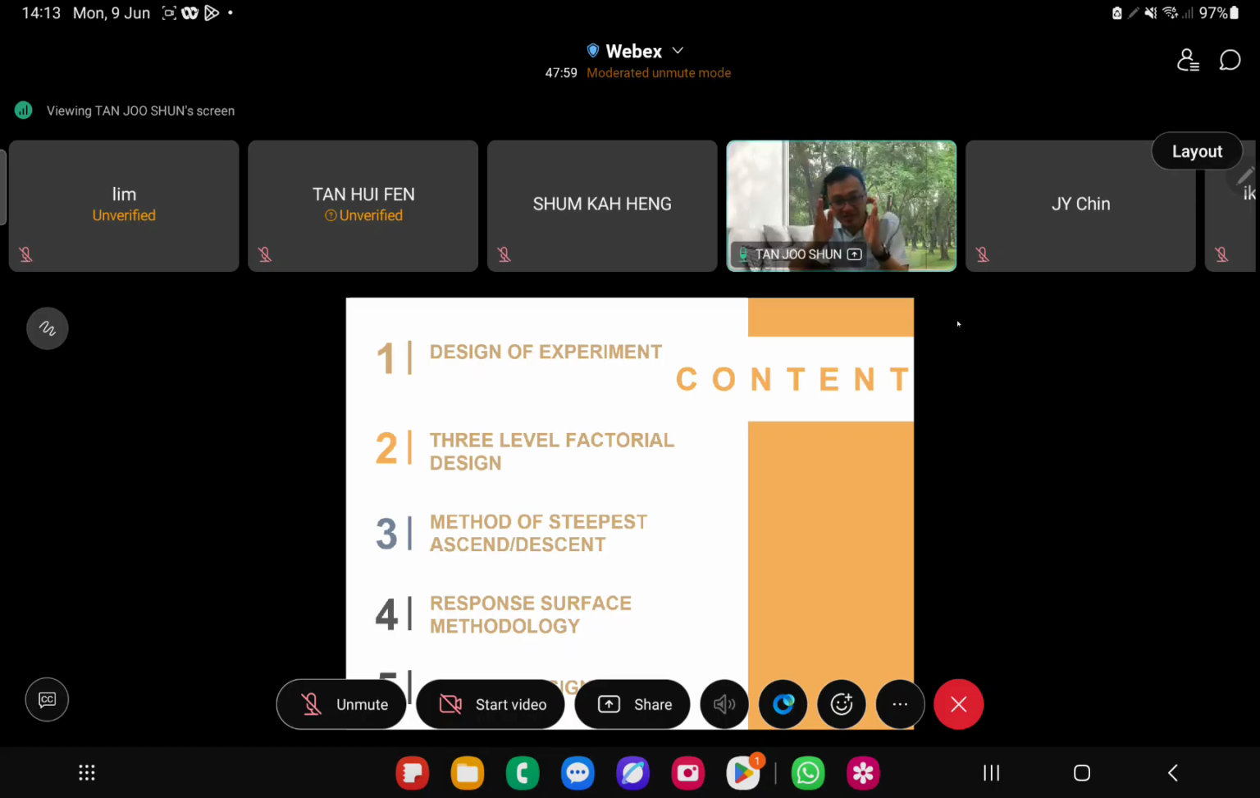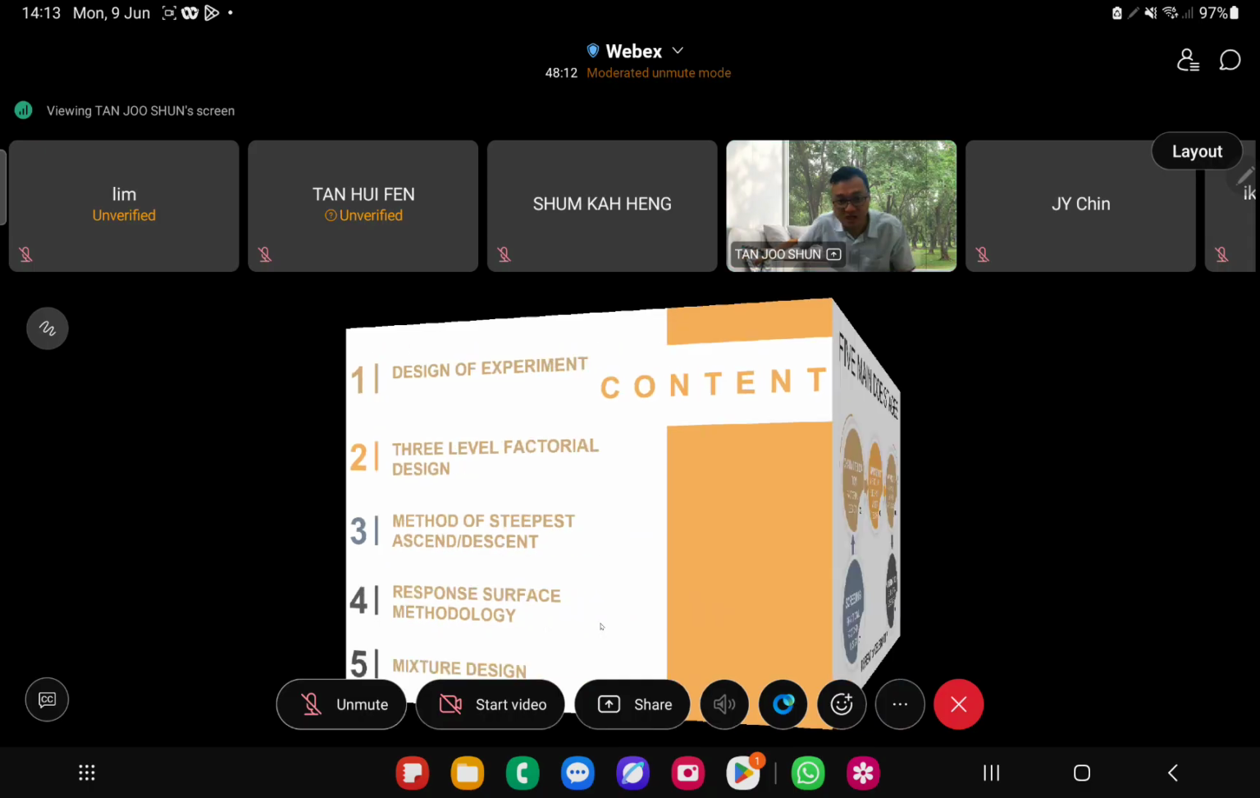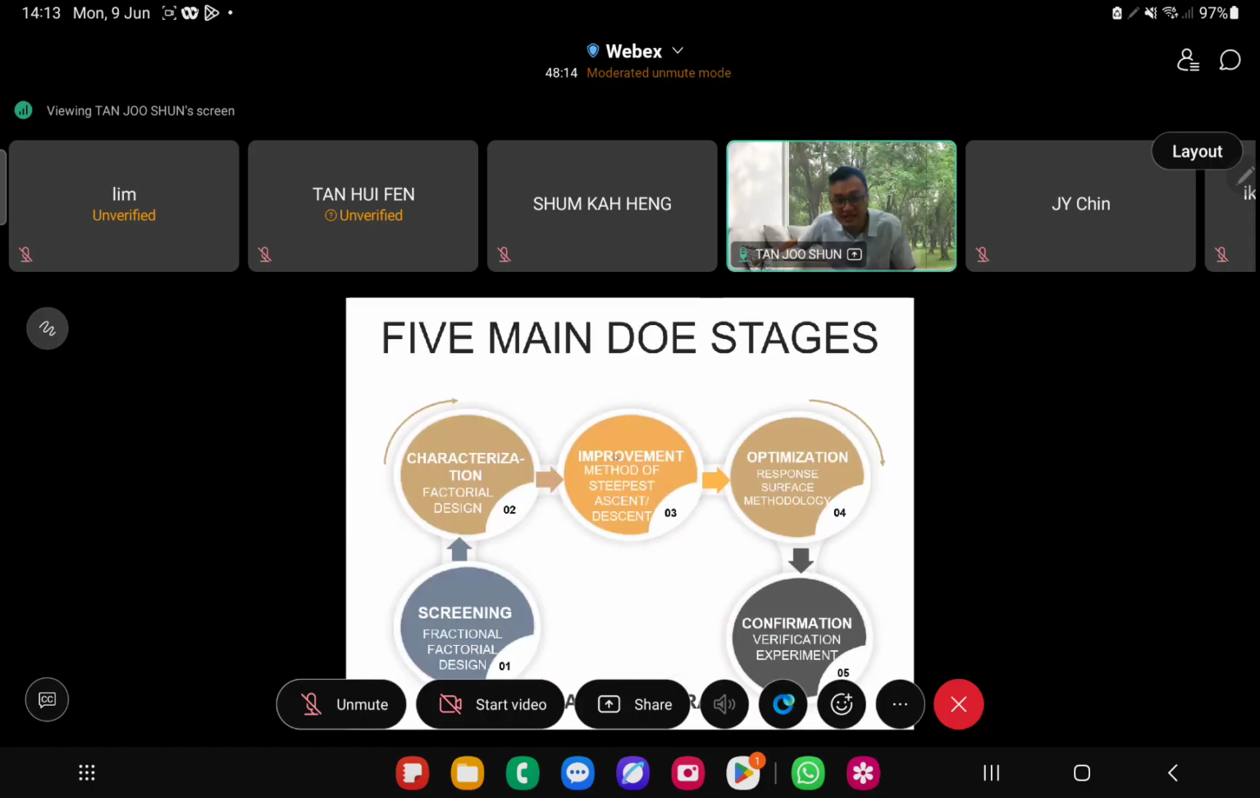After you find the range, then you will find the optimum point of your factors. That will involve response surface methodology. These are the five main DOE stages. Yeah, this is important.